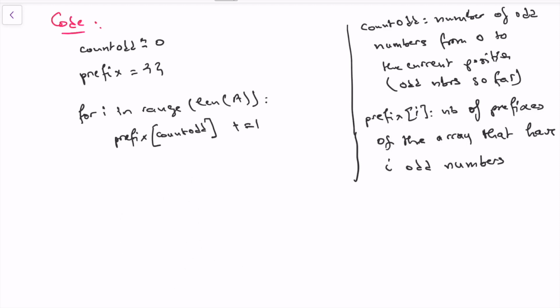And so I will increase that, and then I will check if the current element is odd. So that means equal to 1. In that case, I would increase the count of my odd numbers so that the next time I can say that there is one more position that has, for example, 2 odd numbers. So we'll increase this, so plus 1.